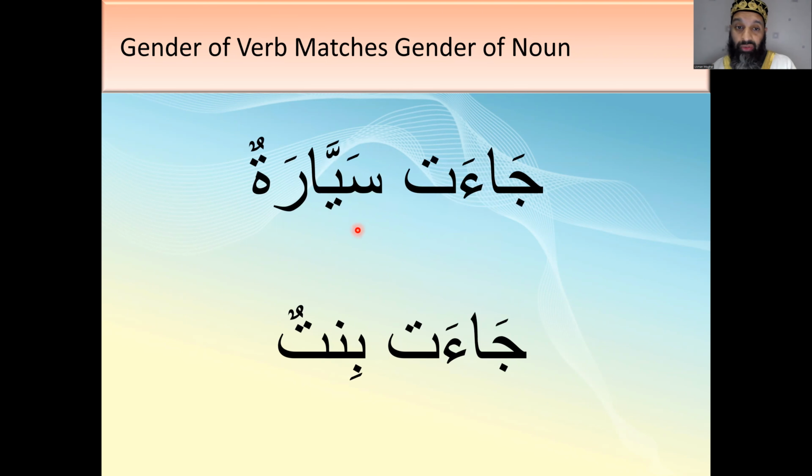Again, here sayyaratun is a car. Well, it's caravan in the Quran, but it's also used in modern Arabic for car. And it's feminine because it's got ta marbuta, so it's going to be ja'at, she came. Yeah, it came. Who came? The car. You're not going to say ja'a because sayyara is feminine. And then same with this one.